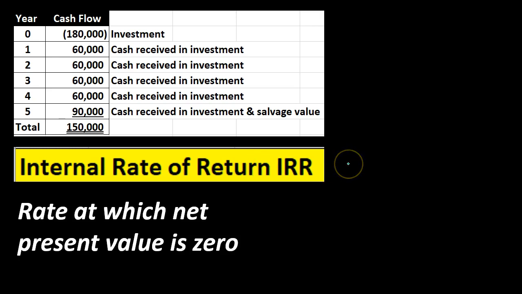The third concept that we often see is the internal rate of return, the IRR. Now, this is going to be more difficult to calculate mathematically, very easy to do with something like Excel, but the concept is easy to understand once we understand the present value. So the internal rate of return is the rate at which the net present value is zero.